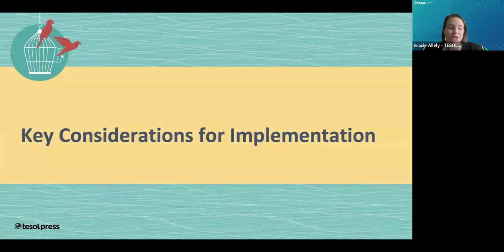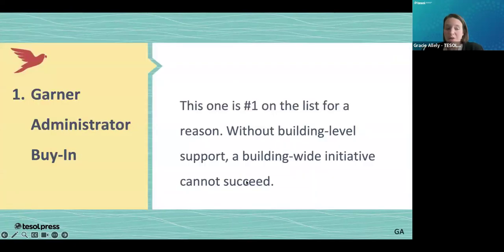Some key considerations for implementation of the SWELL school-wide English learning coaching framework: first is garnering administrator buy-in. This is number 1 on the list for a reason. Without building level support, a building-wide initiative cannot succeed. So we highly recommend and encourage our SWELL coaches to partner with their administrators when creating their action plan so that they're on the same page. They recognize and are coming to decisions together and working towards those goals together.